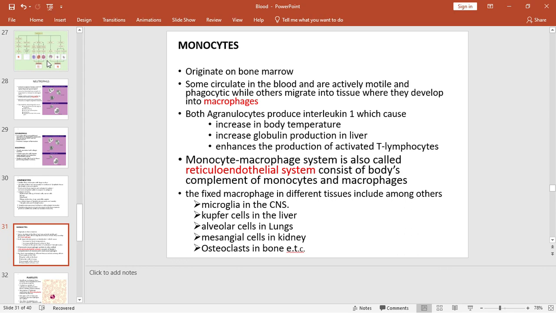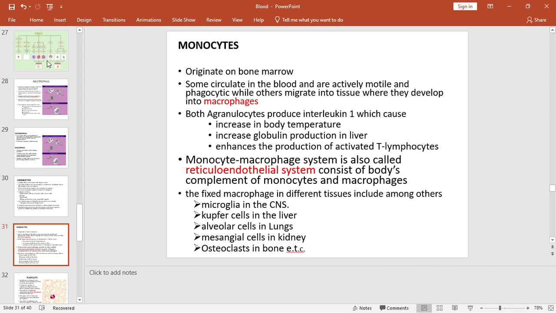An example of the macrophages, for instance, if you go to the central nervous system, which hopefully, if I'm still around, we will learn together. Macrophages that you find in the central nervous system are referred to as part of the microglia. In the liver, you will have the Kupffer cells. In the lungs, you have the pneumocyte type 2. In the kidneys, they are referred to as the mesangial cells. In the bone, they are referred to as osteoclasts. All right. You understand it?